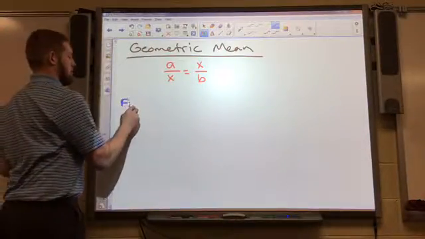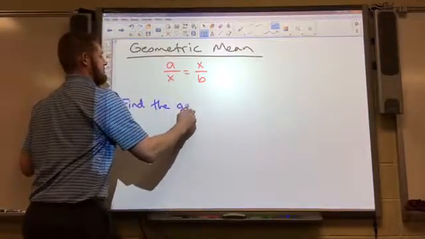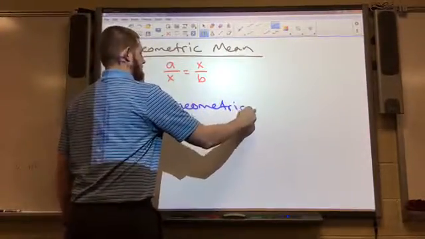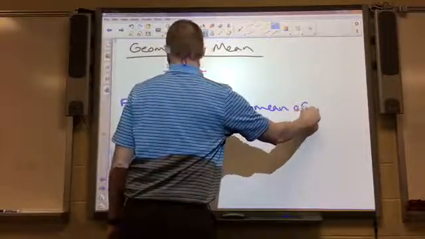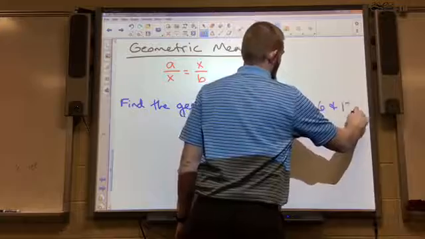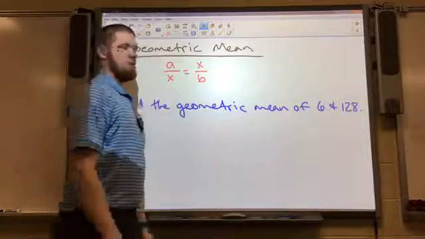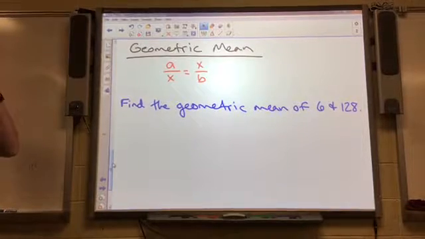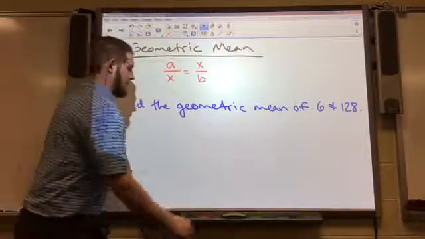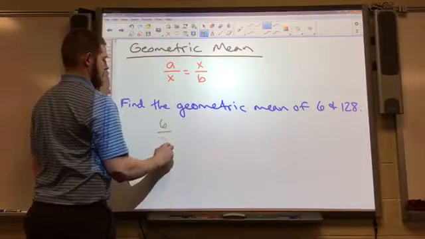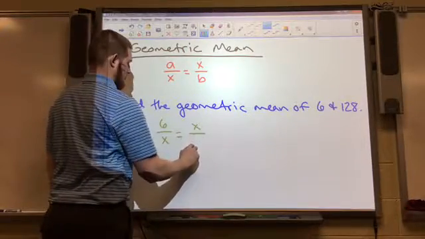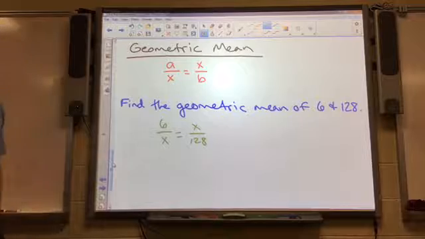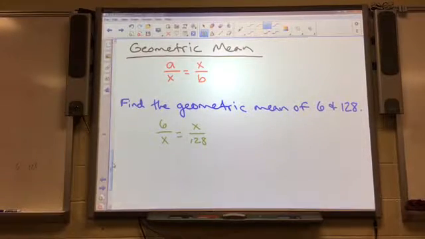Okay, now, let's go ahead and do an example here. It says find the geometric mean of 6 and 128. Do those two numbers go in for a and b or x and x? A and b. Okay, so I have 6 over x equals x over 128. And if you don't have a calculator, you're going to need to go get one right now, because you're going to need one today.